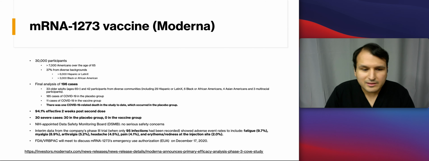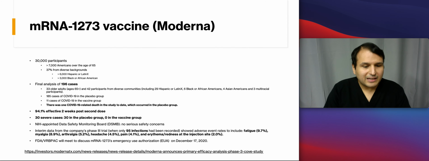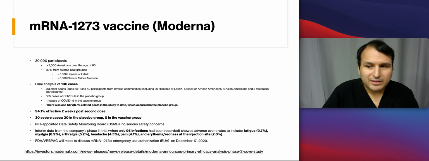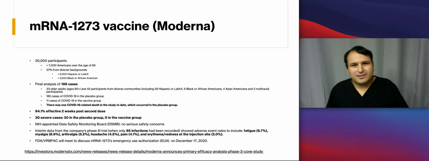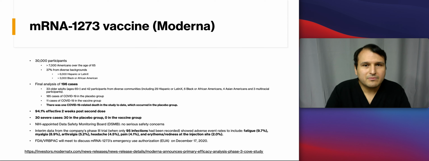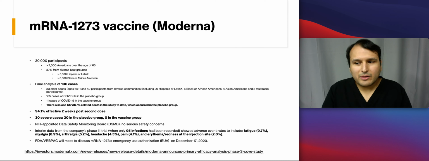They didn't tell us the side effects this time around in their final analysis, but when we were looking at their interim analysis, which only had 95 infections as opposed to 196, they had some fatigue, myalgia, arthralgias, headaches, pain. So when you get this vaccine, don't be surprised if you feel some pain or discomfort in the area. You might feel some fatigue, some headache. It's probably going to be pretty common. And the thing is, it's going to fade away after a day. The next day you'll be perfectly fine.